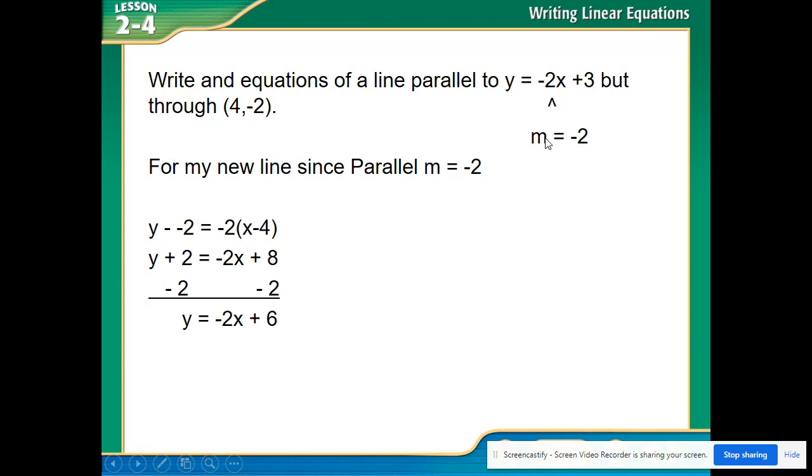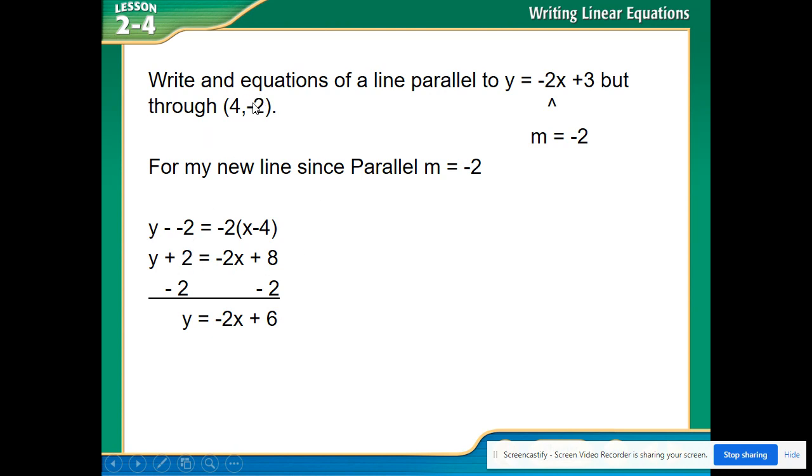So the slope of this line is -2. And for my new line, since they're parallel, it is also -2. So nothing changes. So I can just kind of steal that -2 here. The rest of this equation, this +3, I don't care about. I'm going to take this slope and this point. Remember, that's what I need. I need a point and a slope for my point-slope form. So now I'm going to just plug it in.